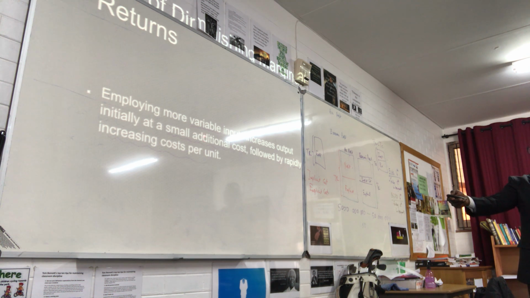Okay, so employing more variable inputs, employing more Mr. Tembela, Mr. Matami, Mr. Shandu, increases outputs initially, with a small additional cost, because hiring Shandu and Matambi is not going to be too expensive, because we've got all the resources, we've got the price tag, we've got the things to turn the meat around, we've actually got the meat. But afterwards, when we have to get Nand and Chetty in, it is followed by rapidly increasing costs.